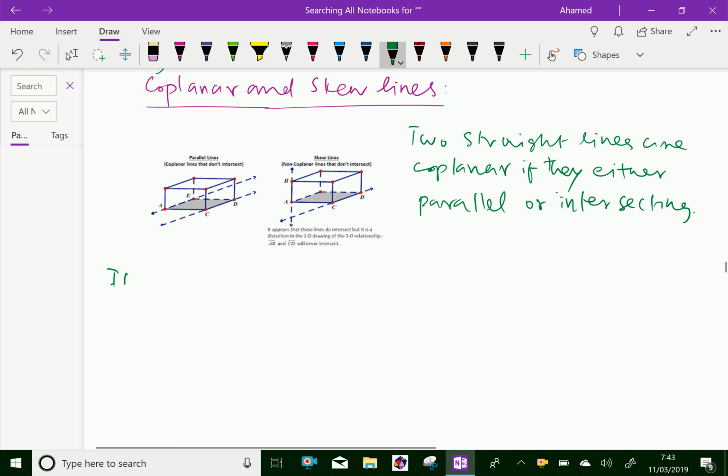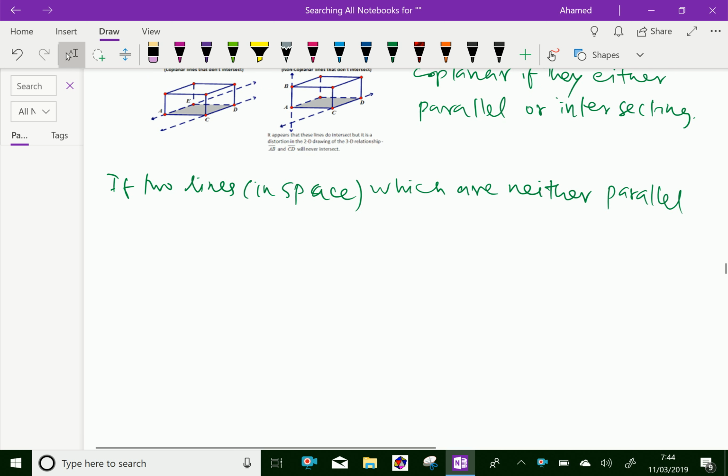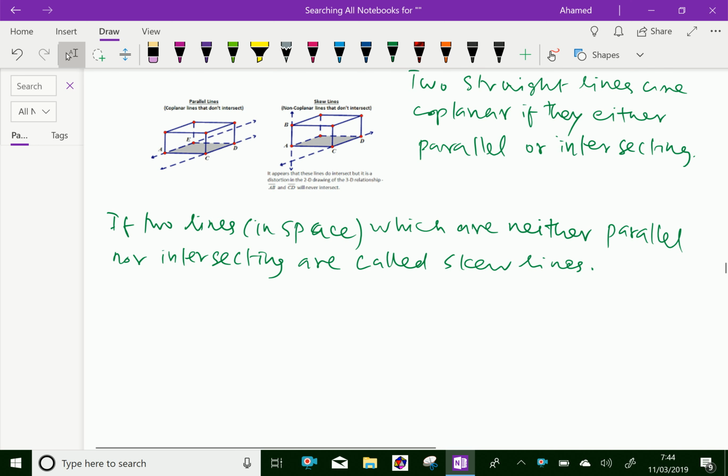If two lines in space are neither parallel nor intersecting, they are called skew lines. Here, the first figure shows coplanar lines that don't intersect. The second figure shows skew lines, that is, non-coplanar lines that do not intersect.